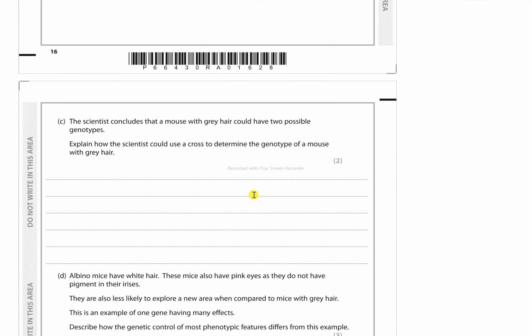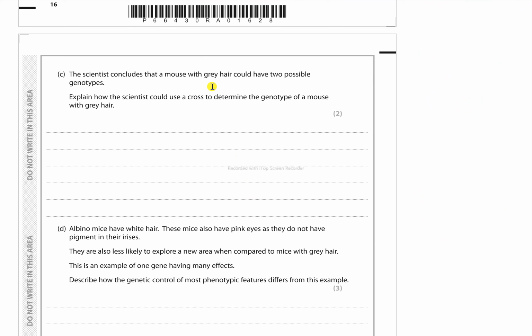Right, okay, what else is there? The scientist concludes that a mouse with grey hair could have 2 possible genotypes. Explain how the scientist could use a cross to determine the genotype of a mouse with grey hair. Ooh, that's an interesting one.